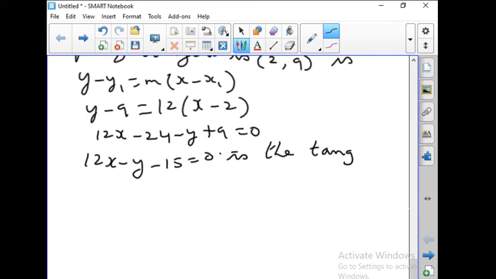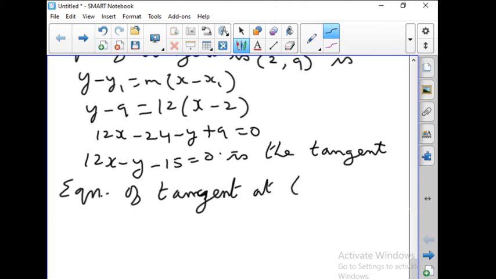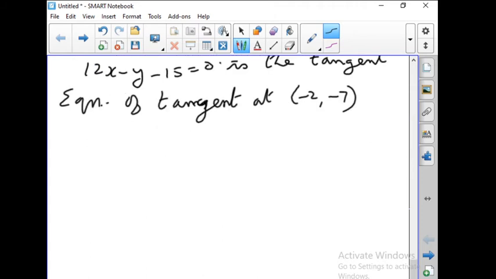So now what about the normal? Only the equation of tangent is asked. So equation of tangent at the other point. So what is the other point? Tangent at minus 2 comma minus 7. So same way you have to do it. Here only tangents are asked, not normals. So using the same way, you can find the equation of the tangent.